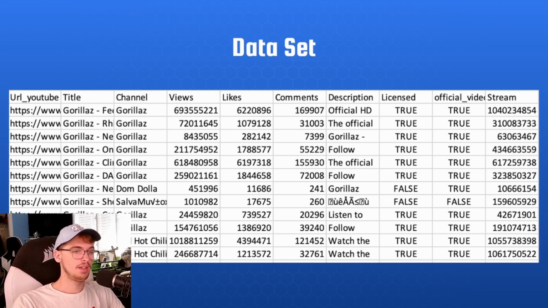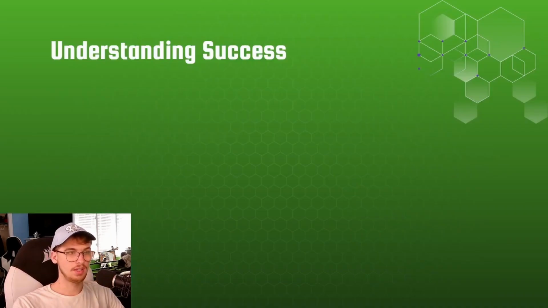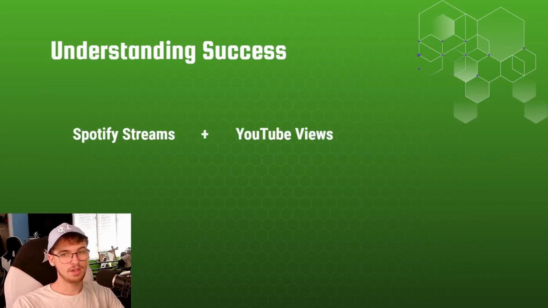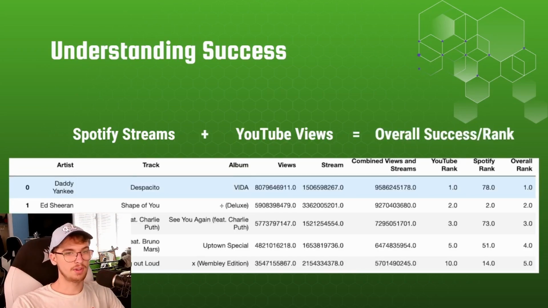So we had to come up with a fundamental kind of definition of success for this analysis to work. And this is how we did that. So we took Spotify streams, we added it with YouTube views, and that gave us our overall success rank. And then we added that into a data frame. You can see here, we combined the views and streams, just add them together into their own column. And then we had separate YouTube ranks, Spotify ranks, but here's what's important is our overall rank. And that was our measure of success, along with the combined views and streams.